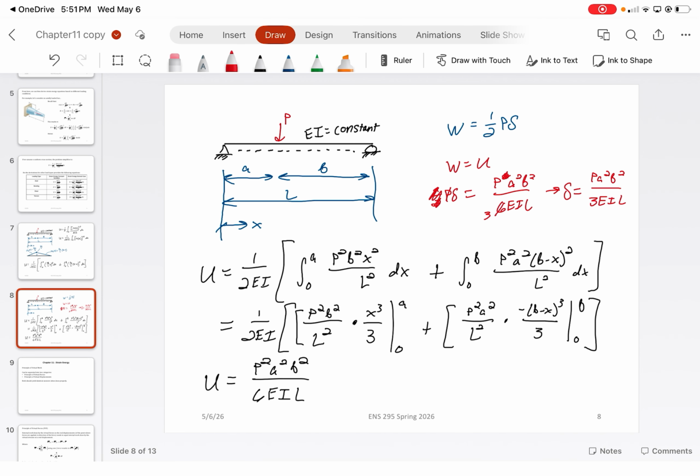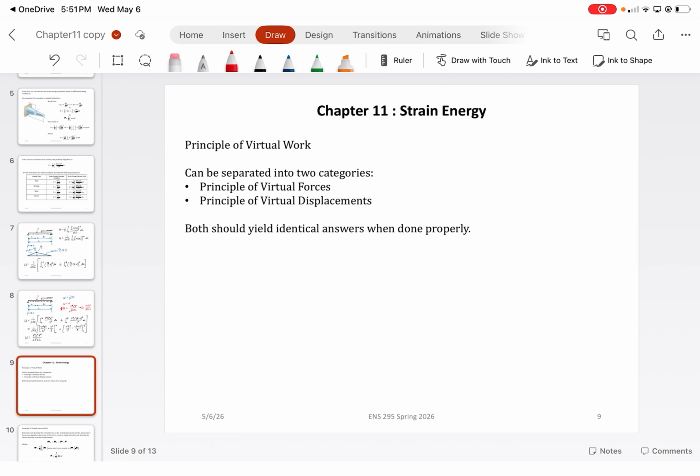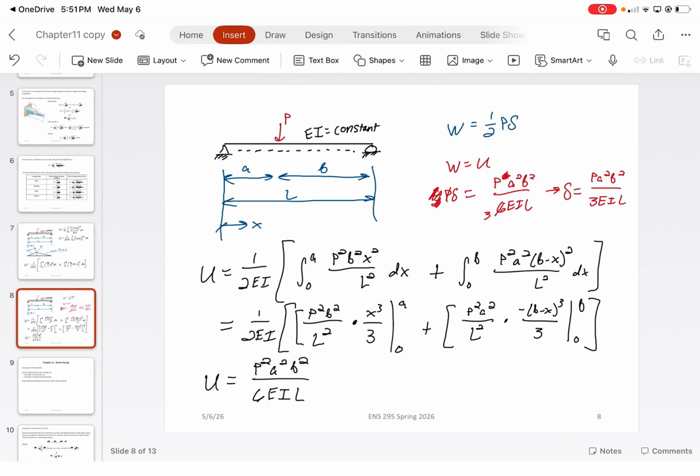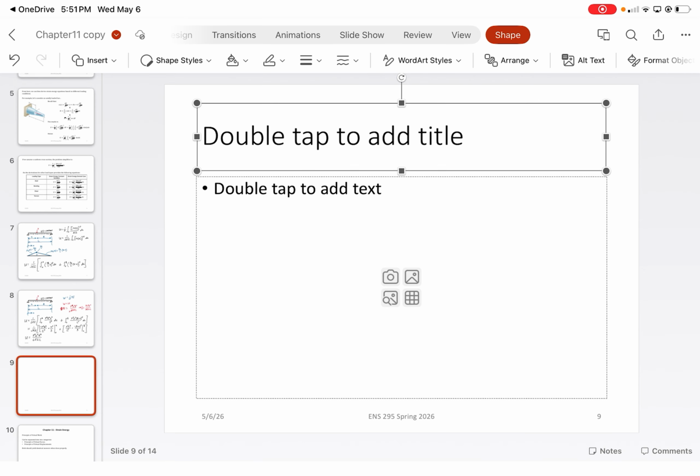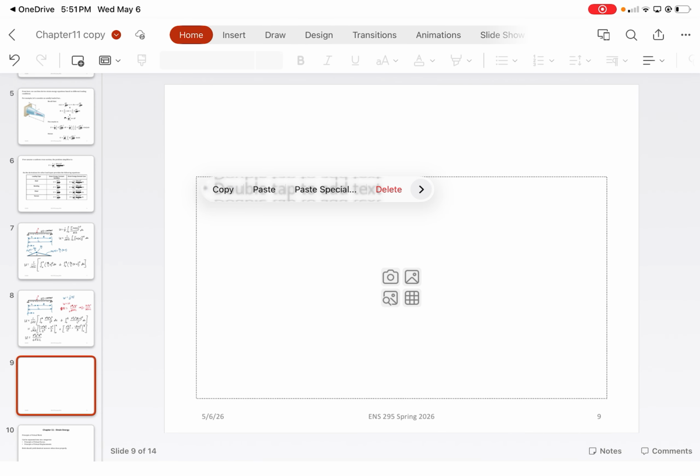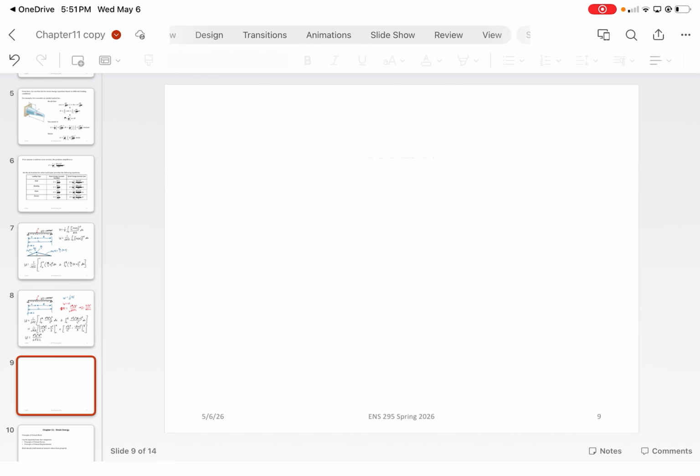Now, there's a nice workaround to it, and that is called the principle of virtual work. But actually, before I do that, I want to show you guys another example. The principle of virtual work is my personal favorite one because it is so powerful that you can basically calculate deflections of anything at any given point.